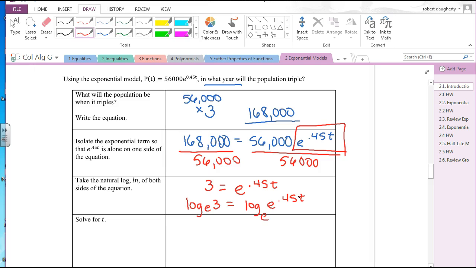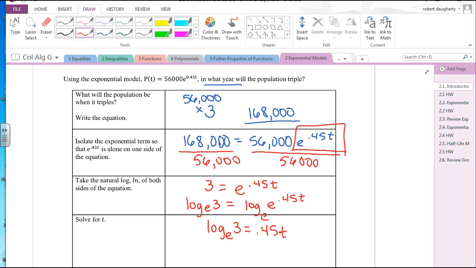What is the right side now? Log base e of e to the 0.45t is what? 0.45t, okay? These are inverse functions of each other. Log base e of e to, I don't care what this is, that's the answer, because they're inverse functions of each other. e to the 0.45t does something. Whatever it does, log base e undoes it.